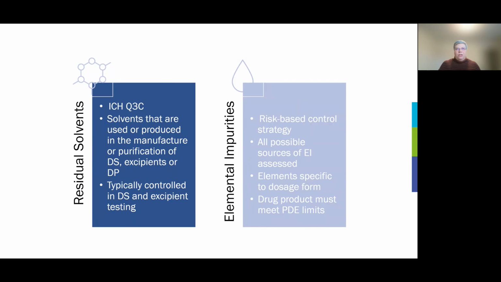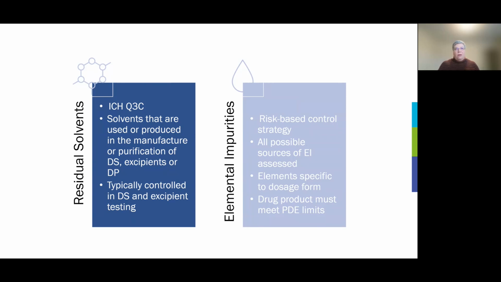So typically residual solvents are controlled in the drug substance and in the excipients. And so on your raw material specifications and your drug substance specification, you would list out the solvents that you need to test for there, and then have a report that says, this is my justification for residual solvent testing, that takes all of that into account and shows your control strategy for residual solvents.